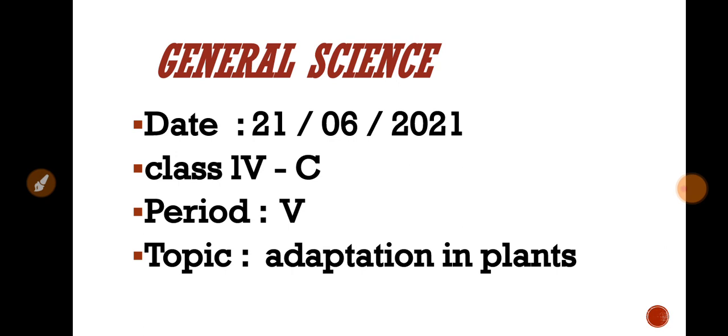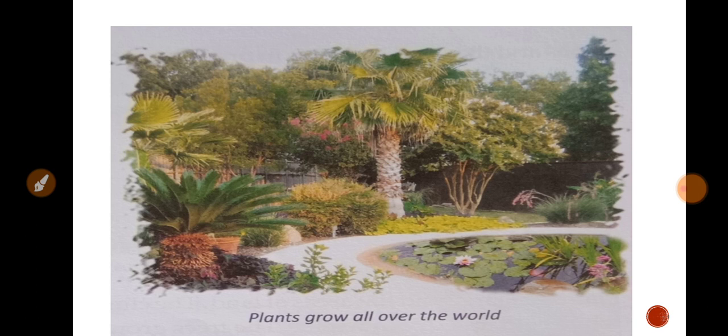Today we are going to discuss adaptation in plants. Dear students, plants grow all over the world. Some plants grow on land while others grow in water. Due to changes in our environment day by day, it is necessary to change the behavior and nature of the plants also, that is, adaptation is required in the plants. So today we will discuss adaptation.